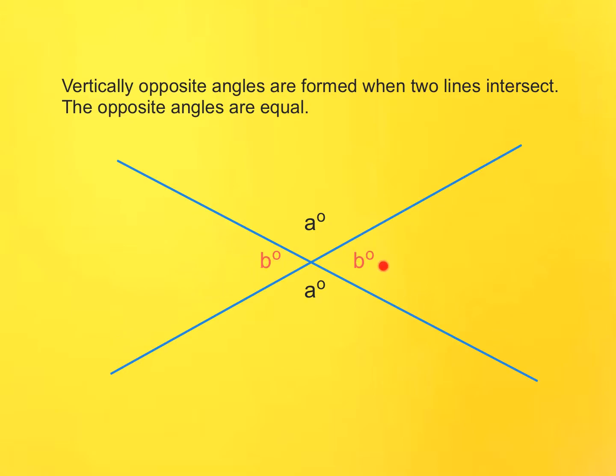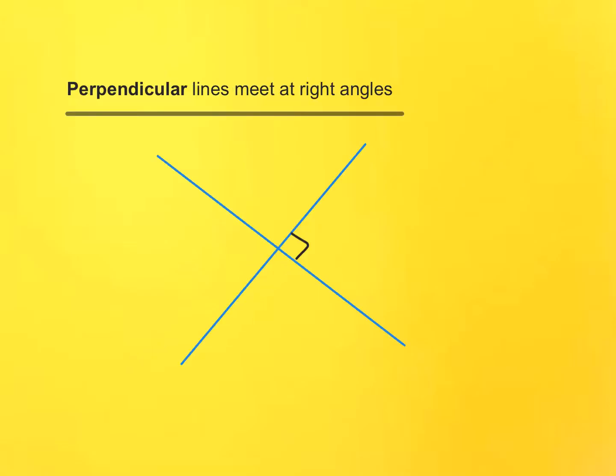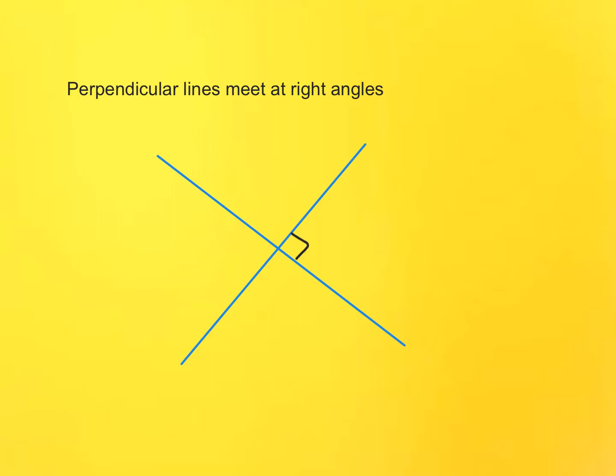Therefore B equals B. Finally, we have perpendicular lines meet at right angles, and we all know that the little box in this angle over here denotes that it is 90 degrees. Therefore, if that is 90 degrees, that would have to be 90 degrees because that is a straight line, which equals 180 degrees. Equally, that one has to be equal to 90 degrees, and that one has to equal 90 degrees because that is a straight line.